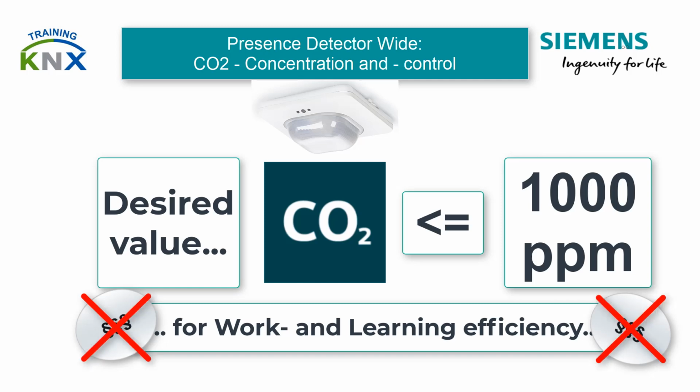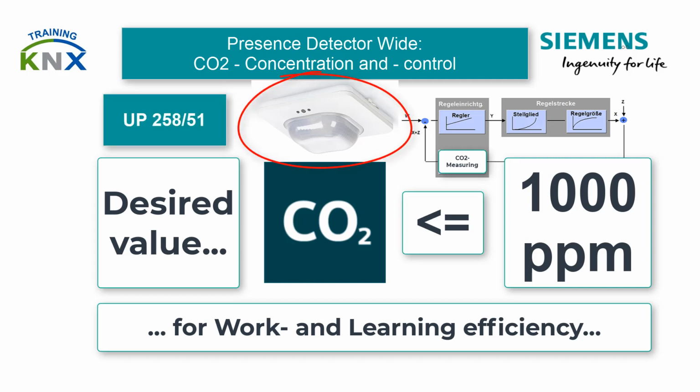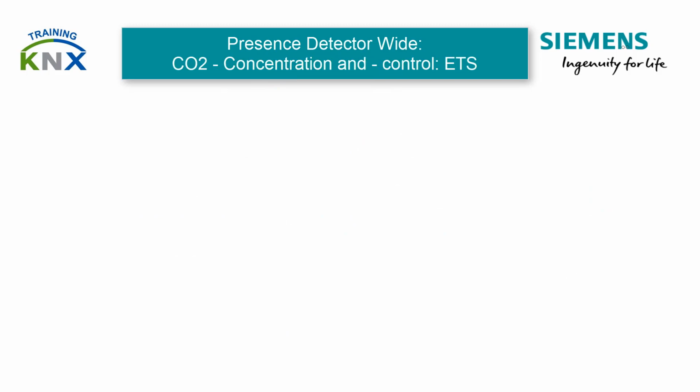Whatever the user wants to do, the optimum can be achieved by exact measurement using Siemens KNX sensors and a suitable control function. Using the example of the Siemens presence detector white UP25851, this is explained here. Defining and setting up the measuring function.